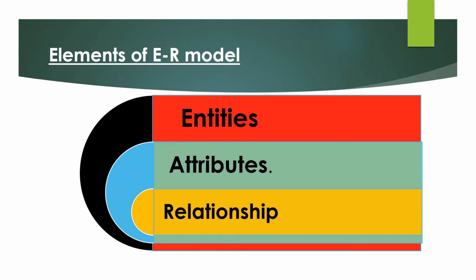Then the second, we have the attributes. Attributes are the properties that are possessed by these objects. For example, if we consider a car, then the color of the car, the car number, the car name, all these are the attributes. That means these attributes are defining that particular entity.